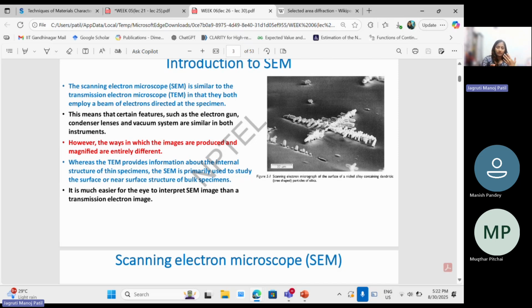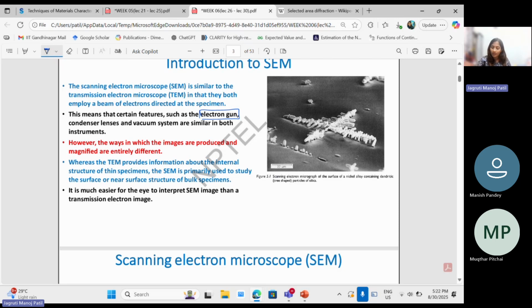The source from which you're getting your input is exactly the same, that being said, as our electron gun. However, the other things might vary. The way it's being detected, the way it's being captured might also differ. So the detection signal would differ, or the way of detection would also differ.